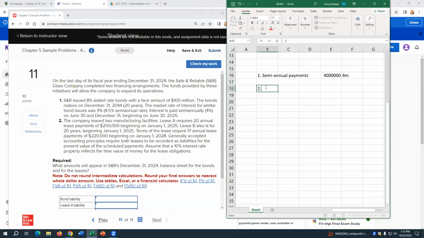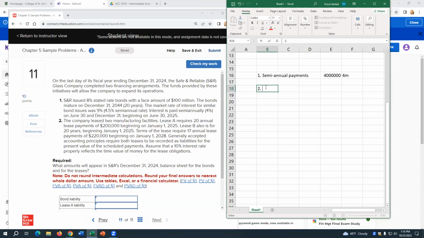What else do we have to think about here? Beginning on June 30th, 2025. Well, that's an important point, though. That tells us what type of, so what do we have if we have a stream of equal payments, regardless of when the payments are received? Annuity. An annuity, right? So we've got an annuity here.